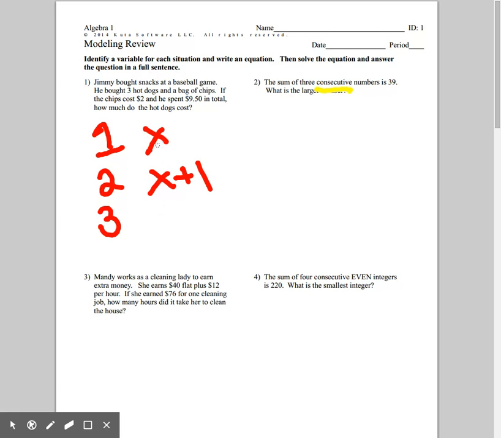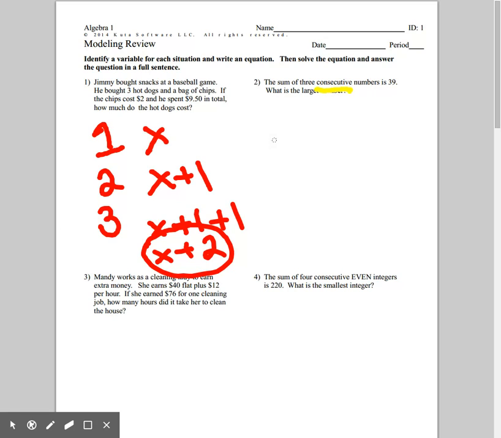How much do you think we're going to add to x to get to our third number? Well, if I said, okay, I'm starting at 2, to get to 3, I just add 1, right? Now, if I simplify this, I have x plus 2. So when we're talking about 3 consecutive numbers, and we don't know what they are, we're going to say x is our first number, x plus 1 is our second number, and x plus 2 is our third number. Okay?